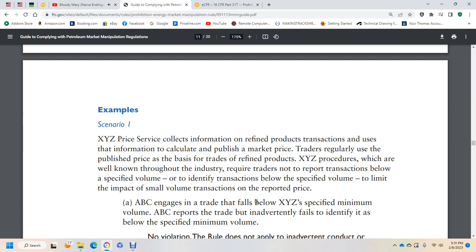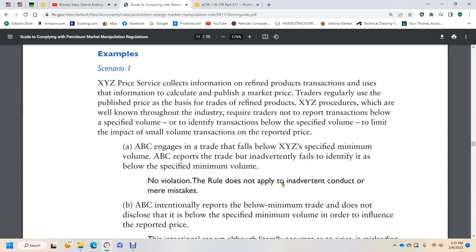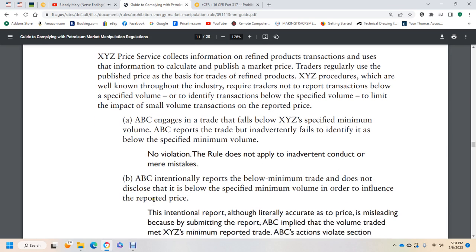ABC engaged in the trade with the specified minimum volume. ABC reported the trade but inadvertently failed to identify that it was below the specified minimum volume. No violation of the rule occurs, because the rule does not apply to inadvertent conduct or a mere mistake.